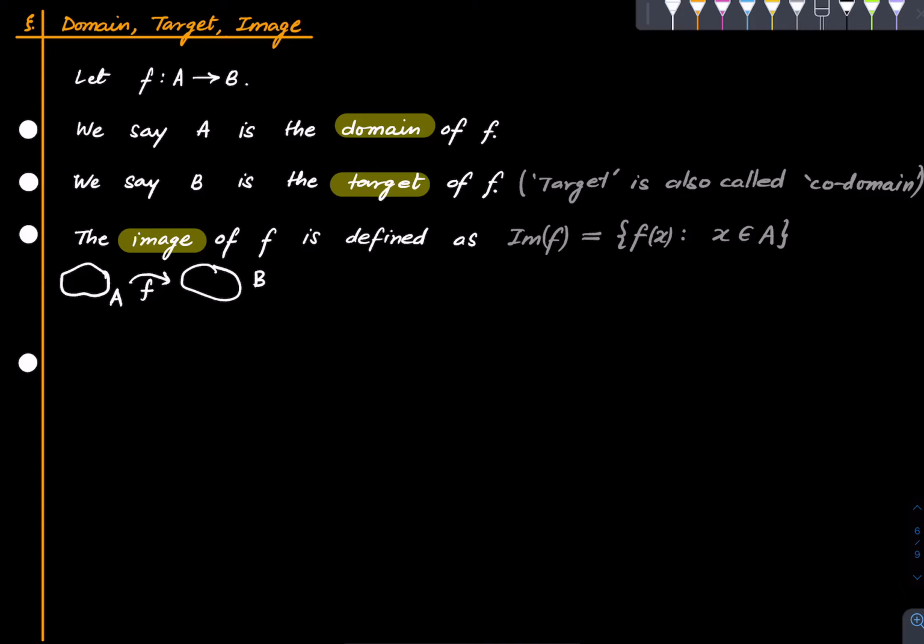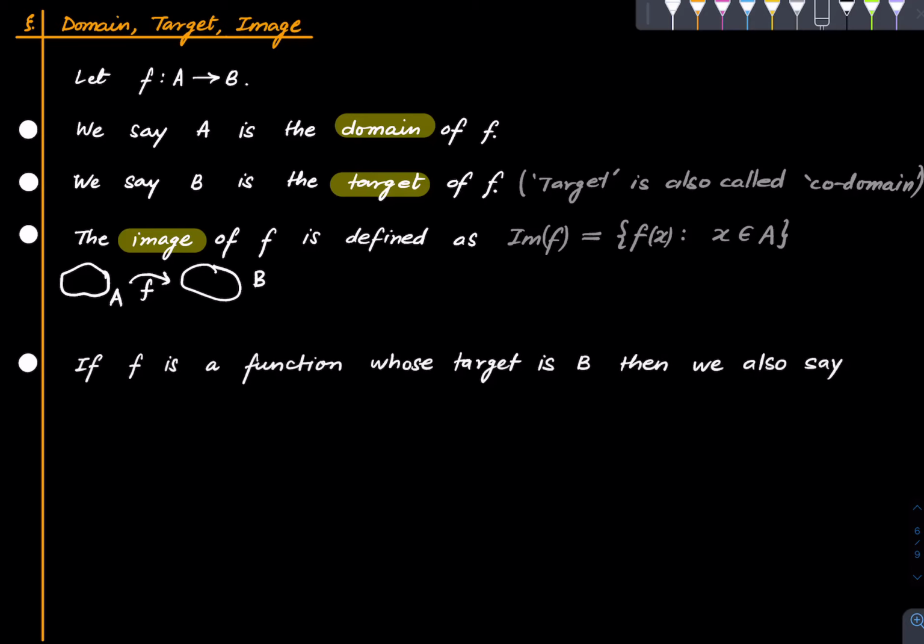All right. Another piece of terminology is, suppose f is a function from some set to a set B, then B is the target. So in other words, if f is a function whose target is a set B, then we also say that f is valued in B.